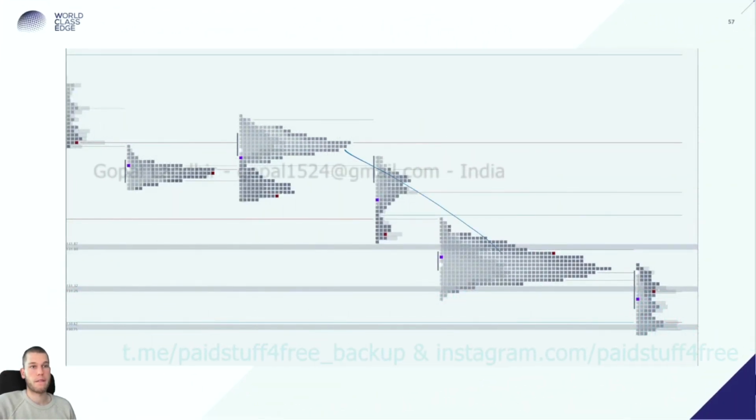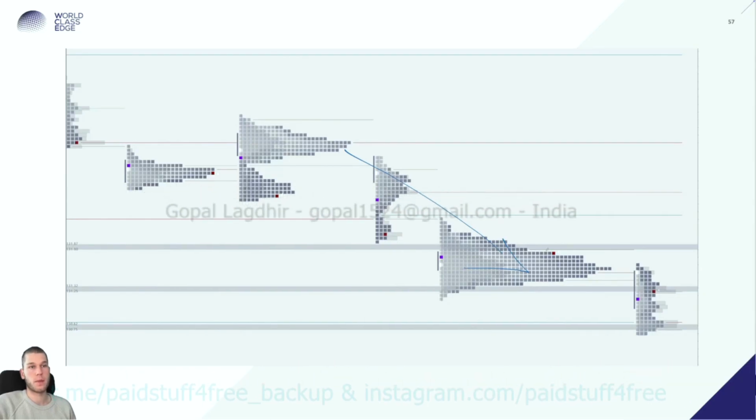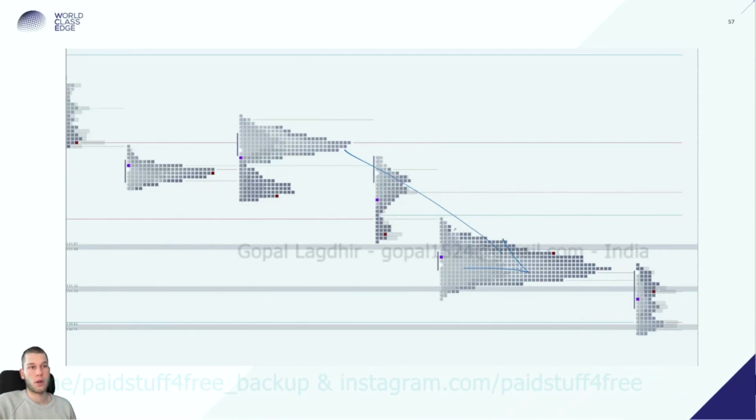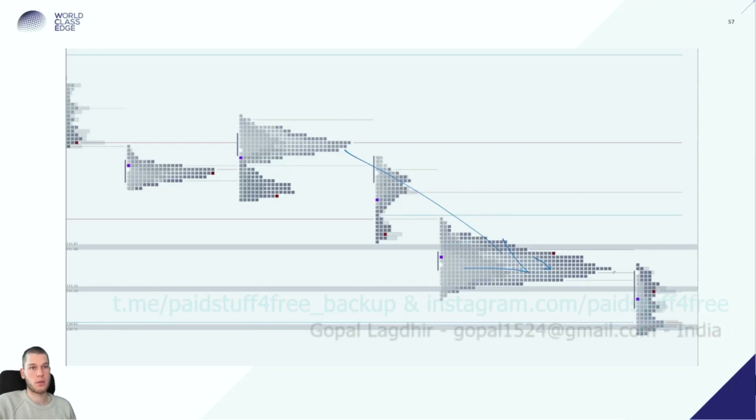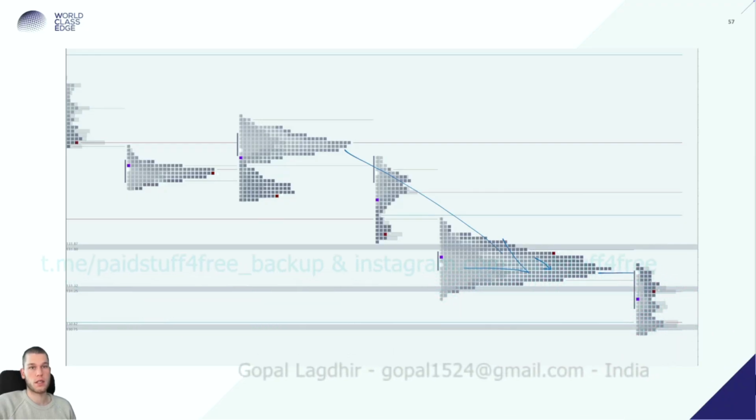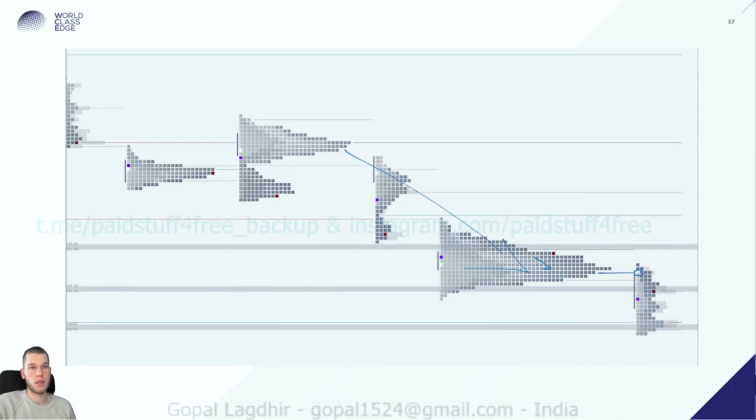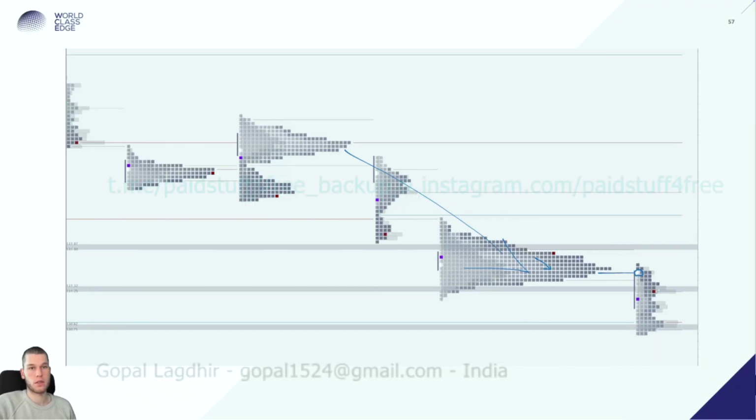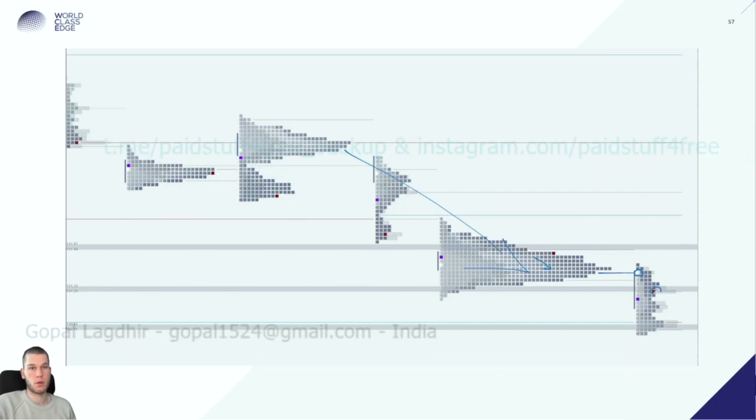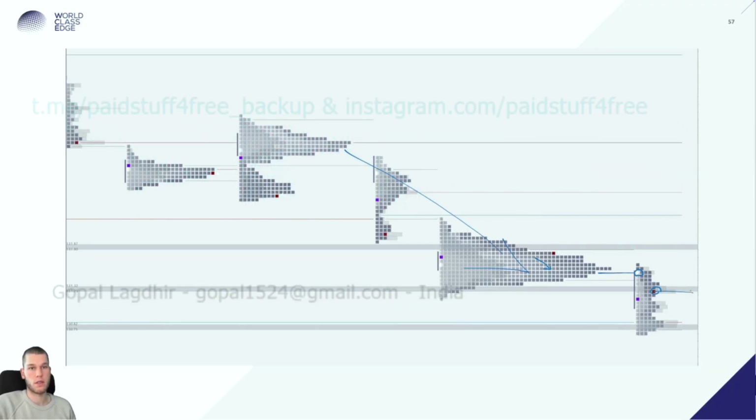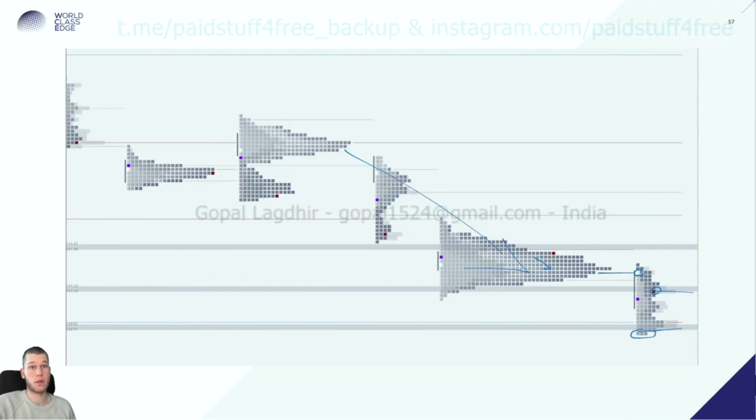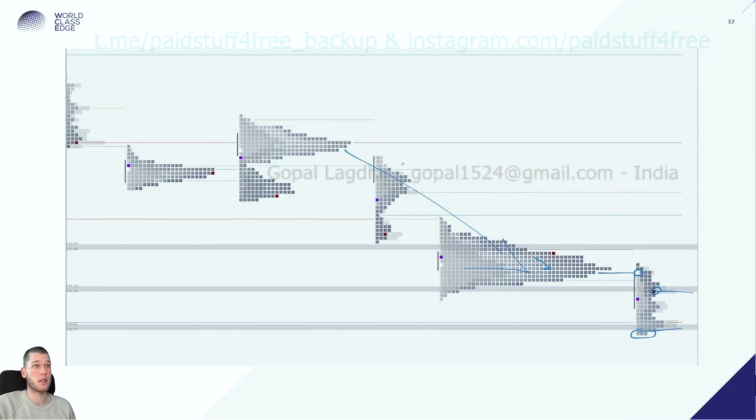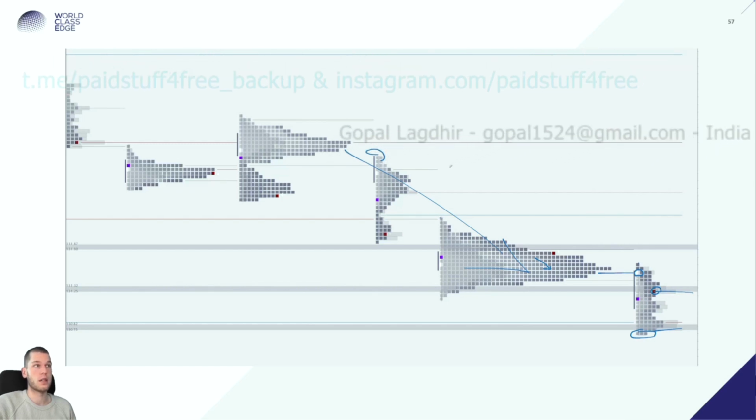Overall, falling value areas. We have a merge profile, we have a D profile, a balance profile, shifted to the downside because the POC is on the lower side. We have opened in the previous day value area. We have closed below previous day value area. The value area of today shifted to the low side. We have a very weak low, strong high, we have a strong high, kind of a weak high.